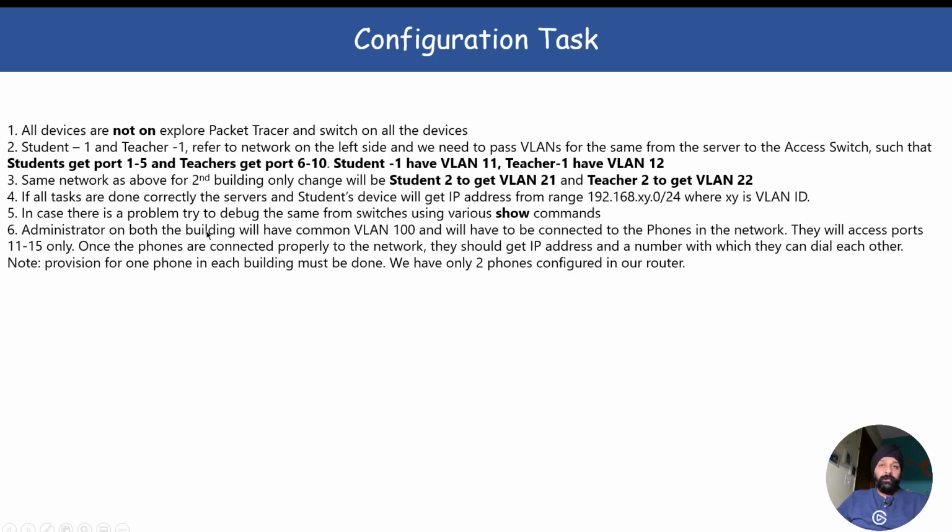Now, administrators in both the buildings will have common VLAN 100 and will have to be connected to the phones in the network. They will access ports 11 to 15 only. Once the phones are connected properly to the network, they should get an IP address and a number with which they can dial each other. Note, provision for one phone in each building must be done. We have only 2 phones configured in our router.